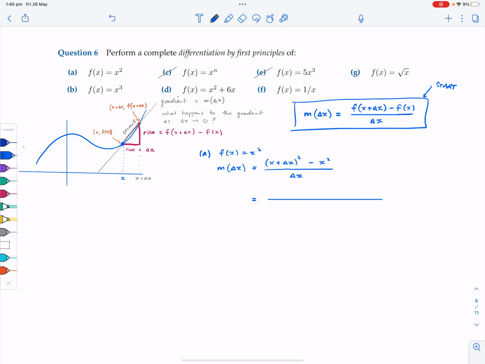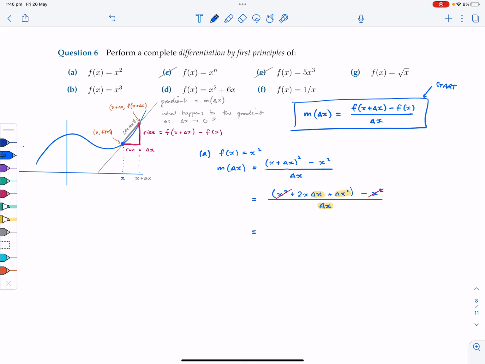So the denominator won't change, but this is x squared plus 2x delta x plus delta x squared minus x squared. Okay, so I've expanded the perfect square. And now I've got x squared minus x squared, so they cancel each other out. And then we get some cancellation here. And I want to point out that, oh man, I really want to know what happens when delta x approaches 0, but unfortunately we've got delta x in the denominator, so I guess I'll never know.